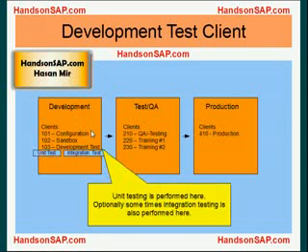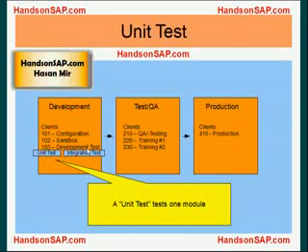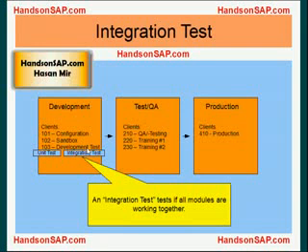Now, usually once the configuration has been copied over using the transport vehicle, the development team would do testing in client 103, the development test client. Okay, now unit testing is performed here, and sometimes integration testing is also performed in this client. Now, a unit test is basically testing of one module, and an integration test is where you test all modules together to see if they're working together or not, because testing modules individually doesn't guarantee that they would work together, because there are interfaces between the modules.